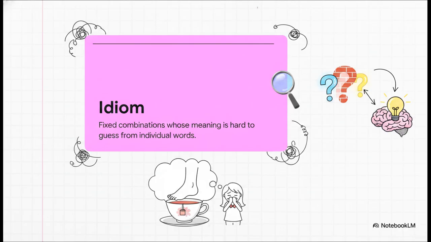So what's the official definition? An idiom is essentially a fixed combination of words, whose meaning is often pretty difficult to guess just from looking at the individual words. Let me give you a great example from our text. Imagine I tell you, I put my foot in it the other day at Linda's house. Now, if you translate that literally, you'd probably think I physically stepped on something, right? But the non-literal, idiomatic meaning is that I accidentally said something that upset or embarrassed someone. The true meaning is completely hidden behind the words.